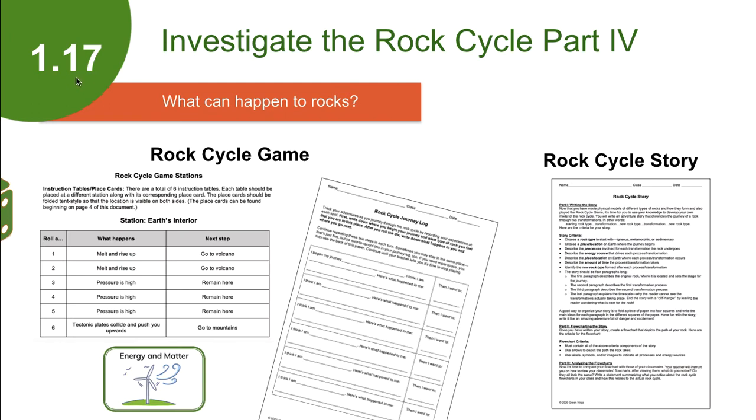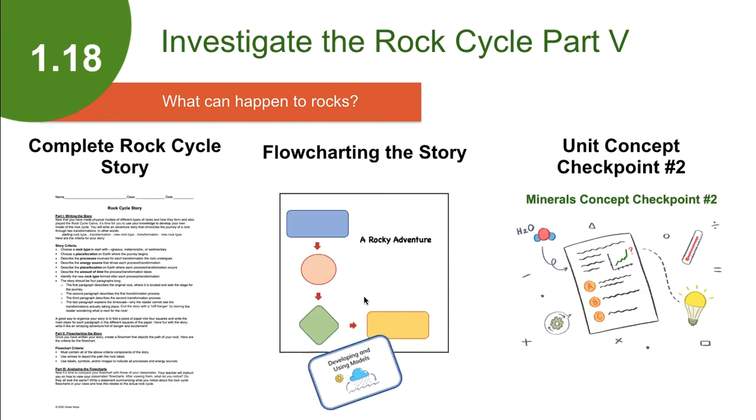Lesson 1.17 is the rock cycle game, a kinesthetic model illustrating what can happen to rocks. Students start out representing rocks at different stations or locations on Earth, and then they roll a dice to determine what process they undergo and where they'll go next. They log their journey, and then write an adventure story of a rock's journey that demonstrates their understanding of the rock cycle. In lesson 18, the students complete their rock cycle stories and then convert those into a simple flowchart that they'll use again tomorrow.